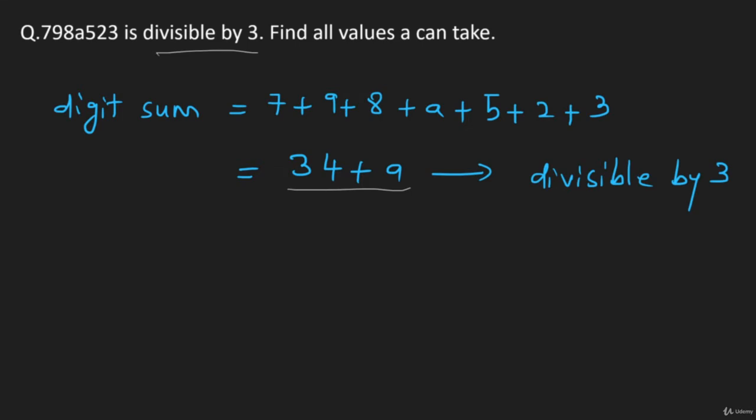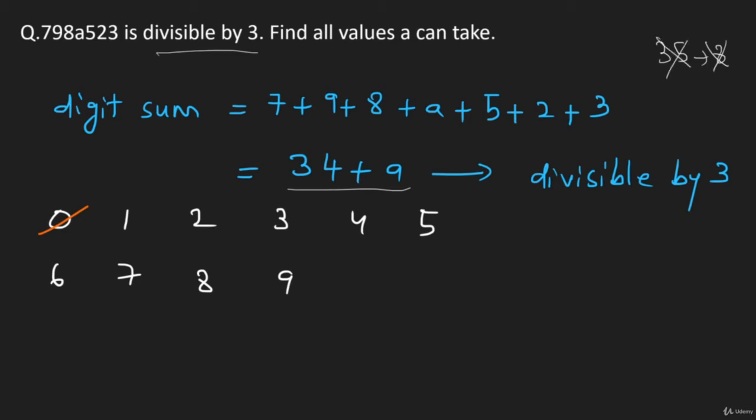Alright, now what are all the possible digits? It's 0, 1, 2, 3 up to 9, right? Let's check which all is possible. If you take 0, 34 plus 0 is 34 and 34 is not divisible by 3. Therefore, 0 is not a possible answer. Now, what about 1? 34 plus 1 is 35 and 35 is not divisible by 3. How do you check that? In the case of 35, you can just add 3 and 5, that comes to 8, right? 8 is not divisible by 3. Therefore, 35 is not divisible by 3 and hence 1 is also not an answer for us.